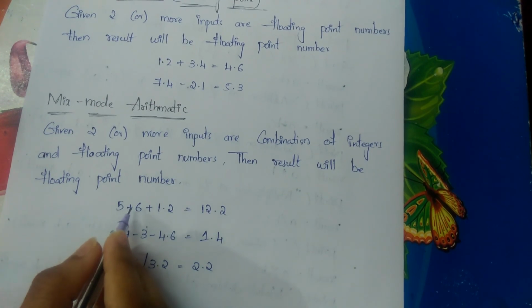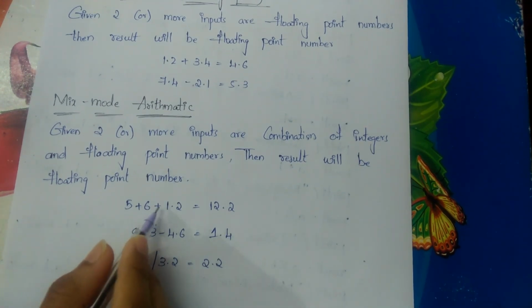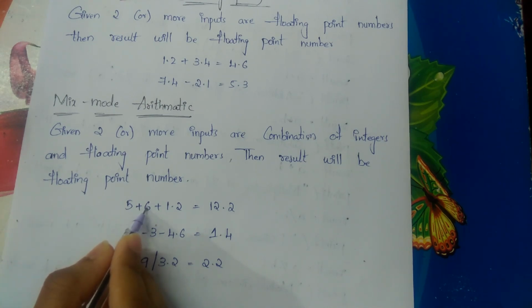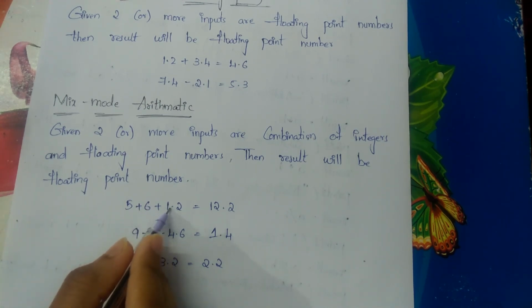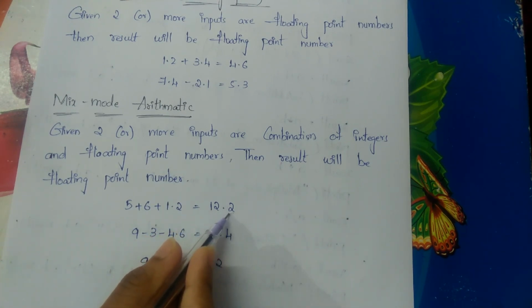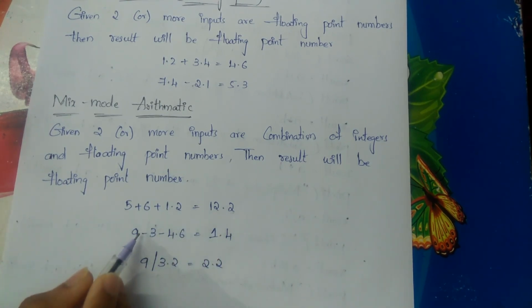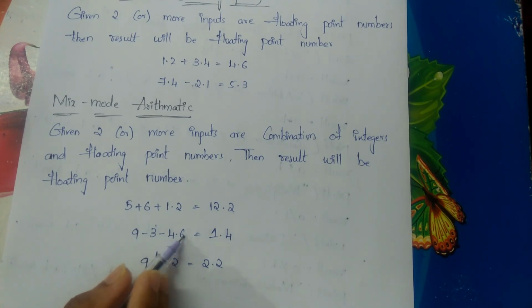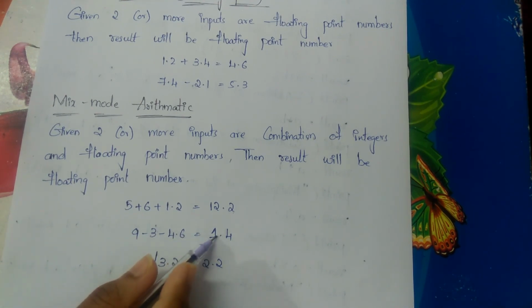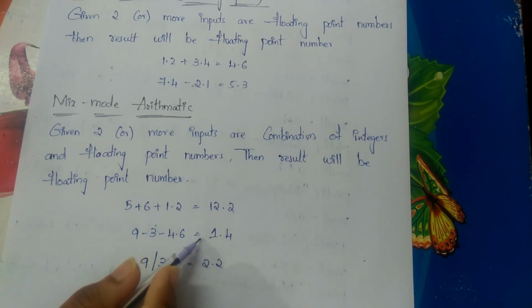So here, for example, if you see 5 plus 6 plus 1.2. So 5 and 6 are integers and 1.2 is a floating point number. So the result we will get is 12.2, which is also a floating point number. And next, 9 minus 3 minus 4.6. 9 and 3 are integers and 4.6 is a floating point number. So the result we got is 1.4, which is also a floating point number.